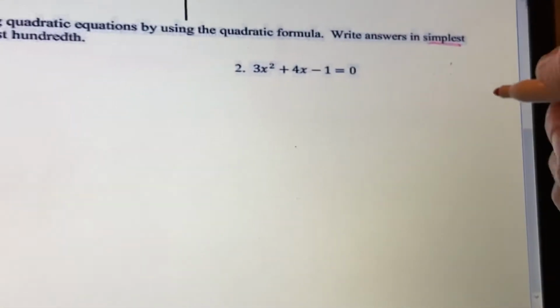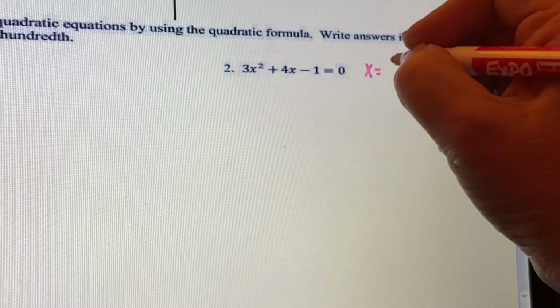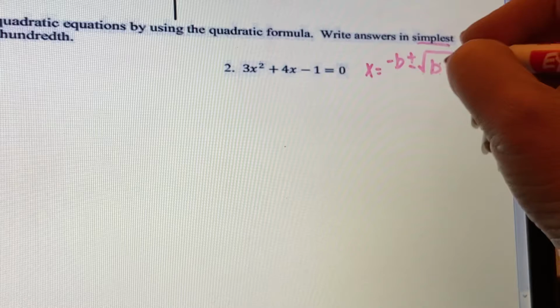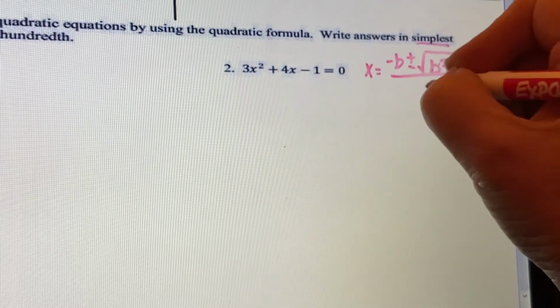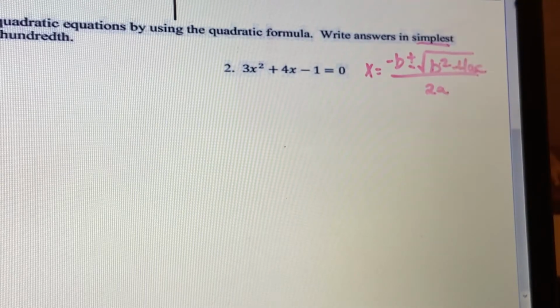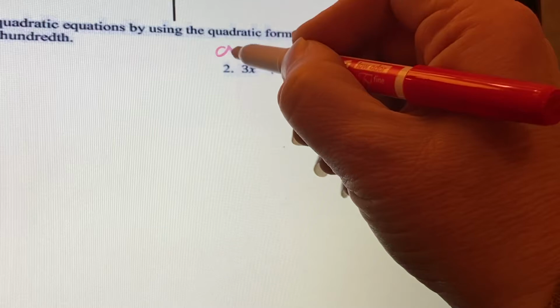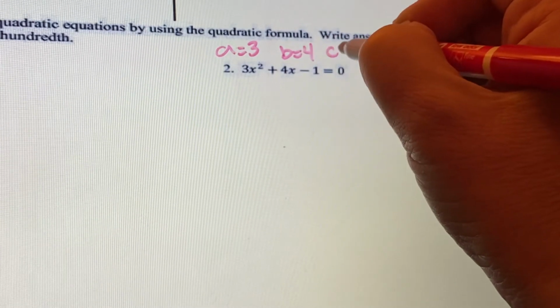So, once again, quadratic formula. There's a song. X equals negative b plus or minus the square root of b squared minus 4ac all over 2a. It's a really corny video that goes with it too. Here, our a value is 3, our b value is 4, and our c value is negative 1.